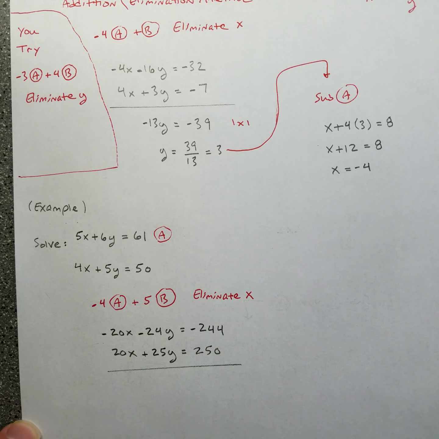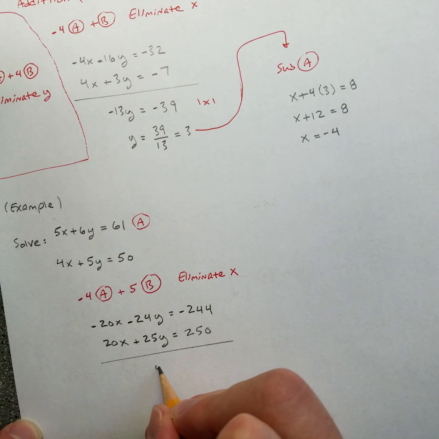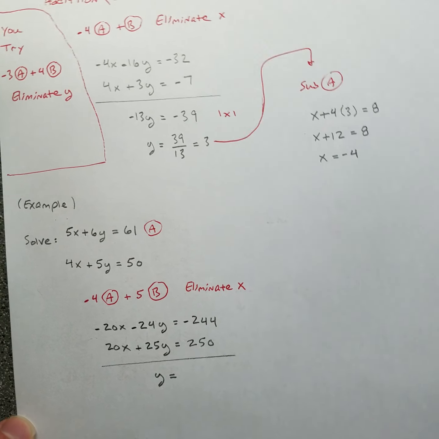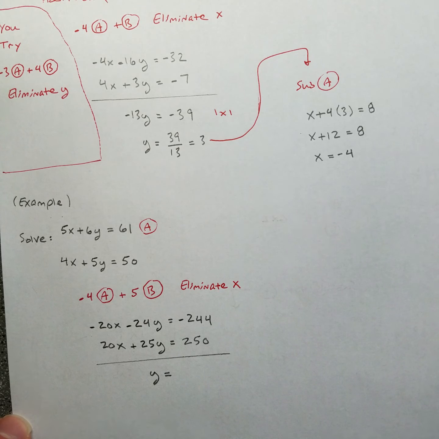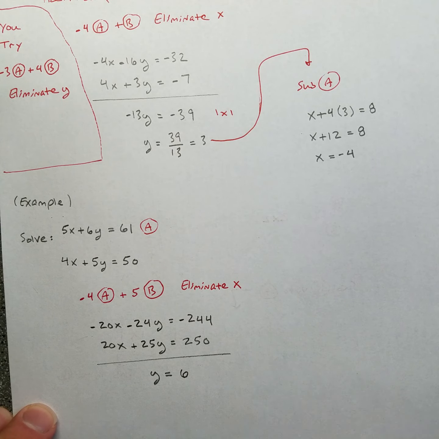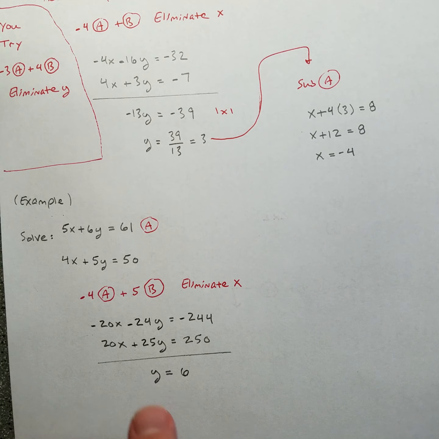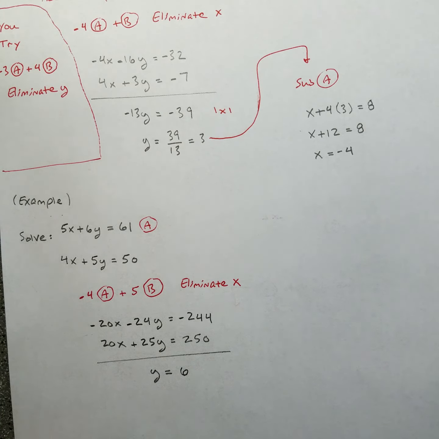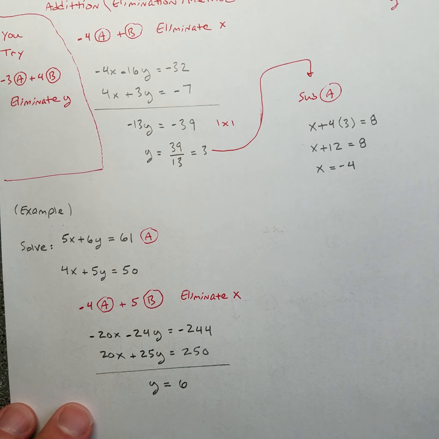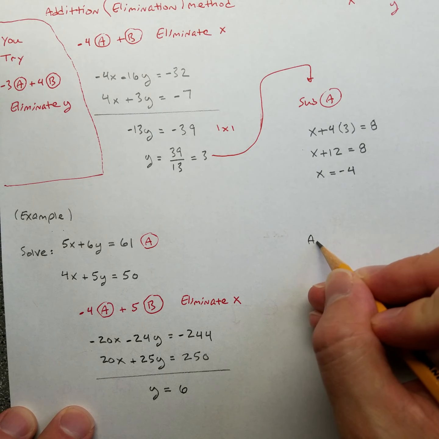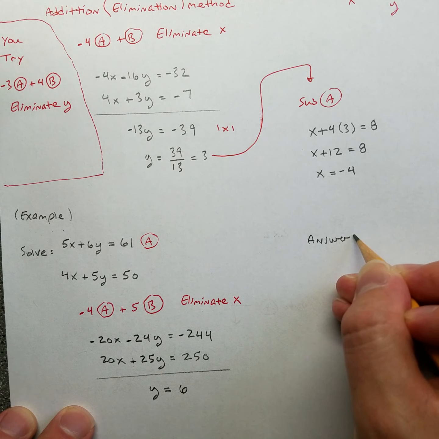What do we get for y? What's negative 24y plus 25y? That's just going to be 1y. And then 250 and negative 244, that's just going to be 6. So we get an answer. There's one equation, one variable, and the answer is right in front of us. The y needs to be 6. Okay. All right. So let's do like we did for the others. Answer. Okay.